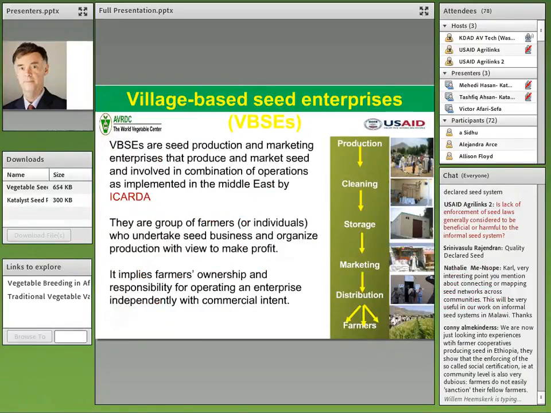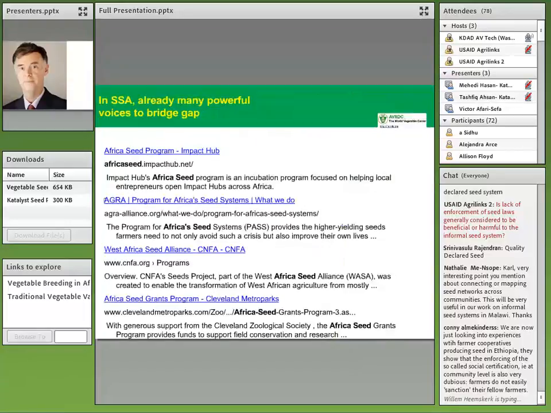Now, there's also the Village Seed Enterprise, and this is not directly a donor-funded project, but basically a kind of facilitation by ICRISAT, where people come together in a village and try to produce seeds. And then based on that, ICRISAT just tries to do a kind of facilitation to ensure that the seeds can be produced and farmers can make significant profits.